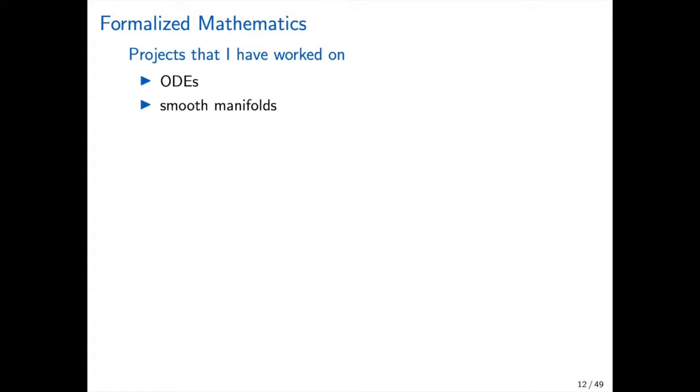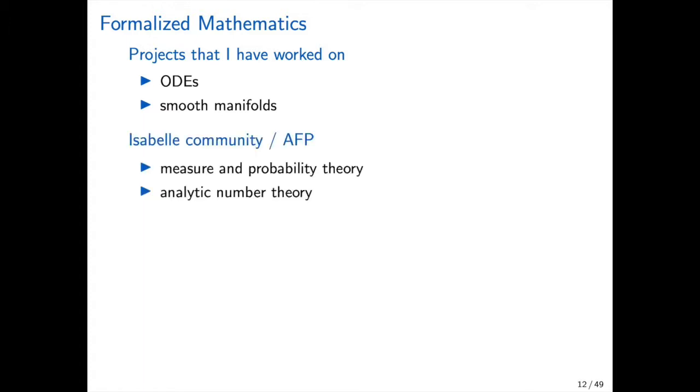Some of the things that I've worked on in formalizing mathematics is, as I said, differential equations. I've also worked on formalizing smooth manifolds, which is interesting for dynamical systems. There's also the work that's going on in the Isabelle community as a whole, or in the AFP. The AFP stands for Archive of Formal Proof, and that's a library on the internet, somewhat organized like a journal, so people can submit their formalizations there. They will be reviewed and then they're available for everyone. So you can build your developments on the AFP, for example. And also things like measure and probability theory, analytic number theory.